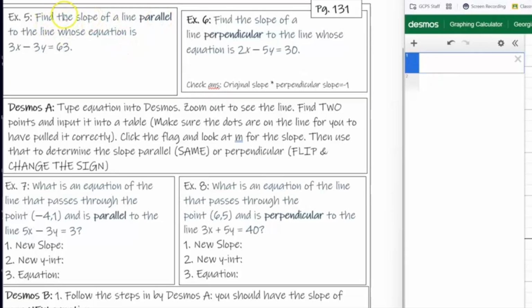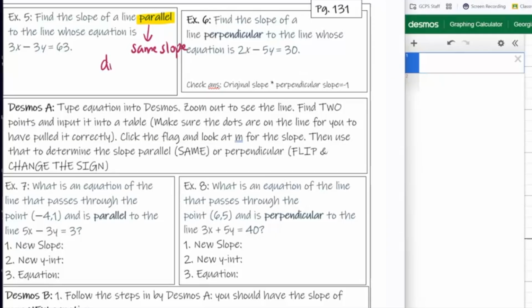All right, so now that we know that, find the slope of a line that's parallel to another line whose equation is this. So what do I know again about parallel lines? Well, parallel lines never meet and they have the same slope and different y-intercepts. Okay, so I'm going to look for something that has the same slope as this line, but a different y-intercept. That way it'll be parallel.